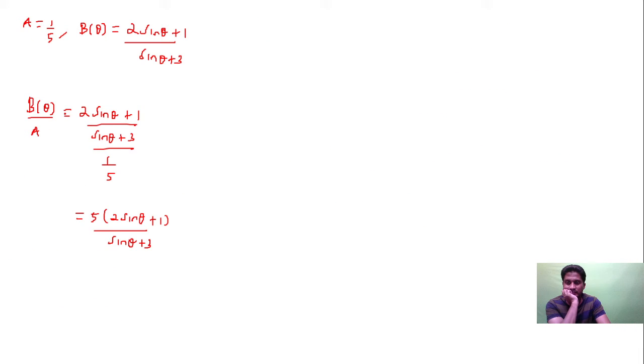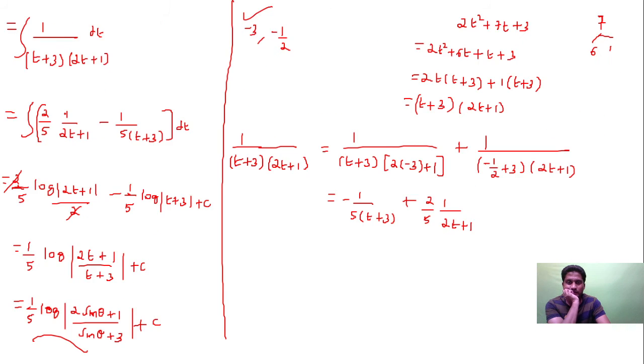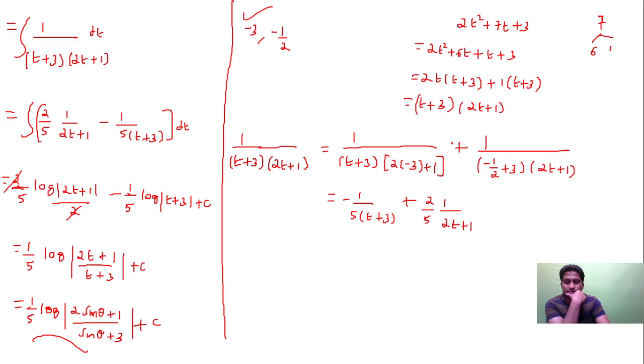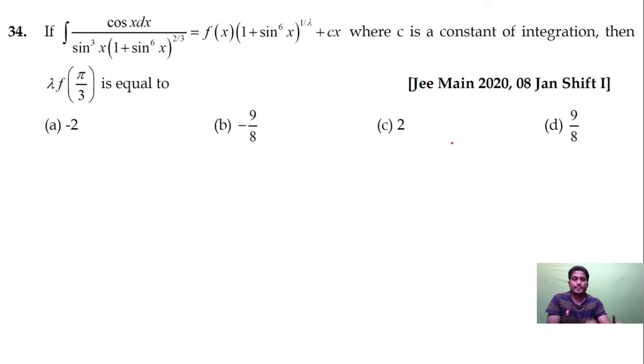5 into 2 sin theta plus 1 upon sin theta plus 3. That's right, guys. Okay, the answer will be option D: 5 into 2 sin theta plus 1 upon sin theta plus 3. Alright, let's move to the next question.